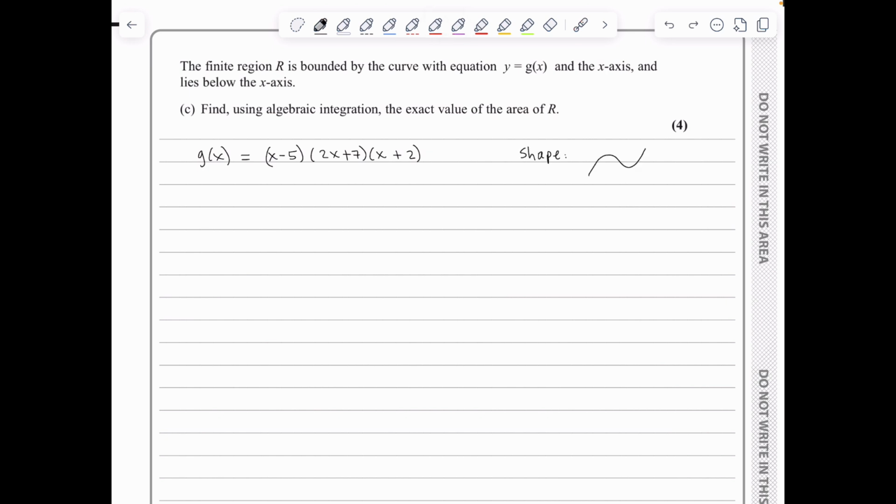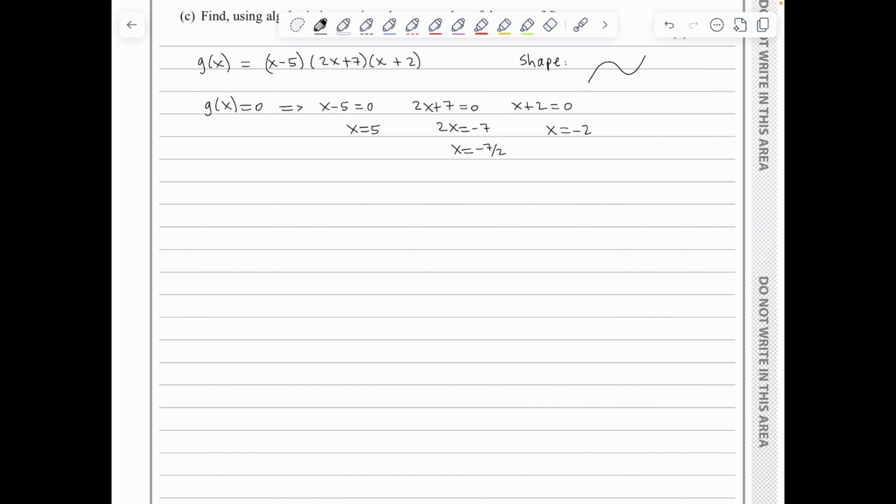I will start by finding the cuts on the x-axis. So if we set g of x to be 0, we arrive at x minus 5 being 0, 2x plus 7 being 0, or x plus 2 being 0. So we've got cuts at x is 5, 2x is negative 7, which means that x is negative 7 over 2, and x is negative 2. We also know that when we cut the y-axis, x is 0, so g of 0 turns out to be negative 70, and therefore we can proceed in sketching the graph to see exactly the region we're trying to find.